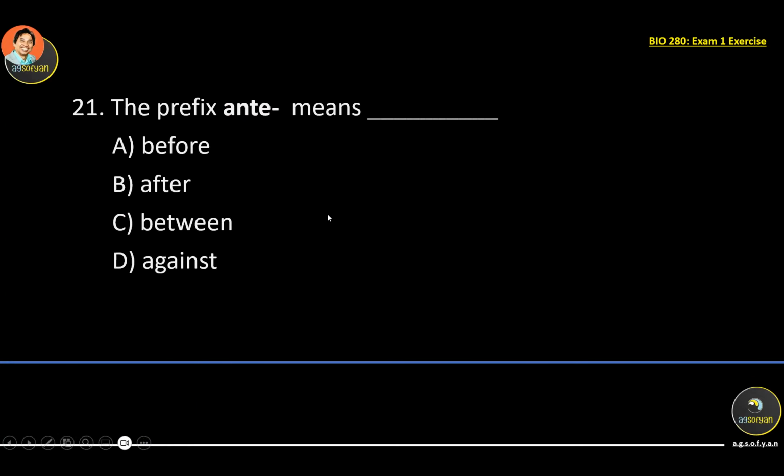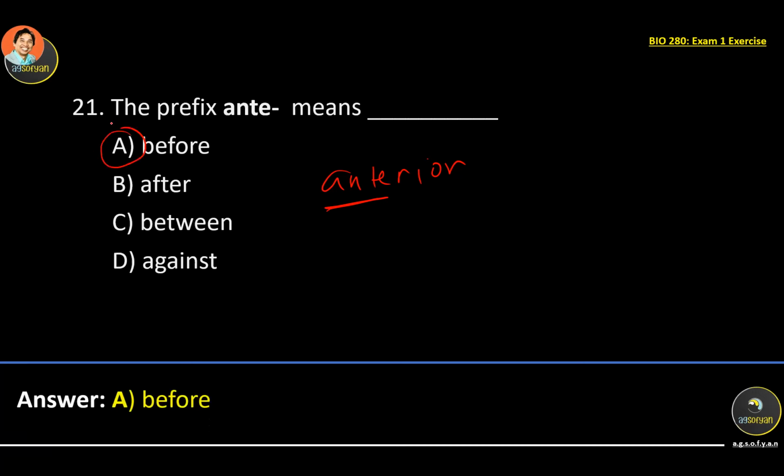The prefix ante, like anterior, for example. So ante, what does that mean? A, B, C, or D? So ante means before. Okay, before.